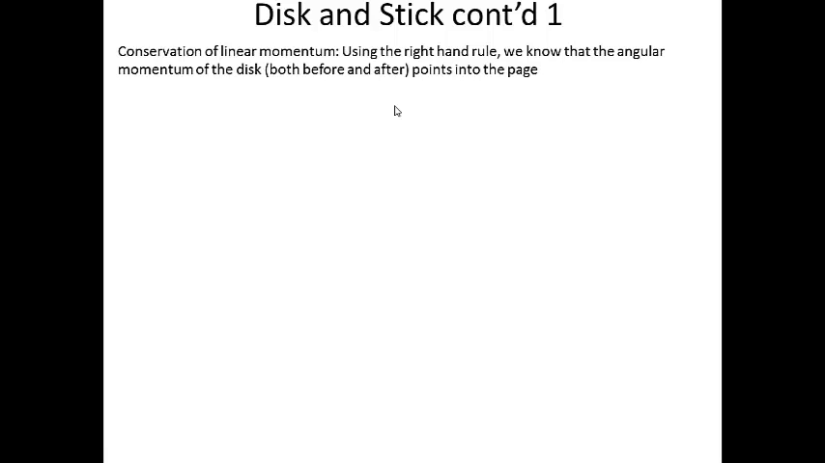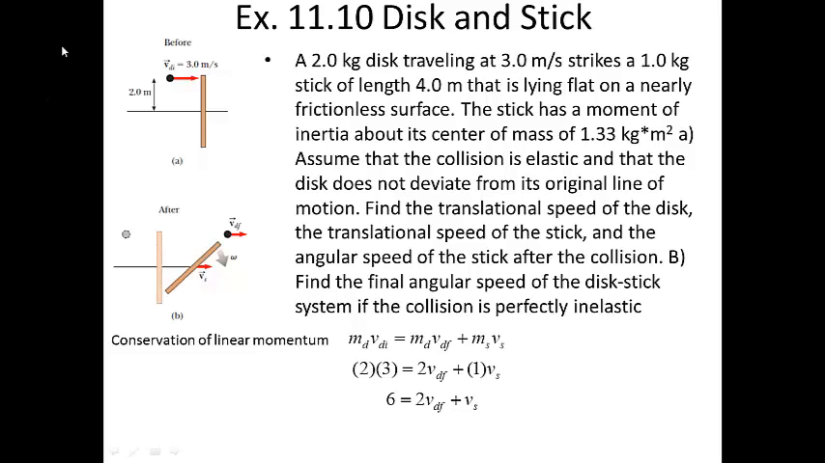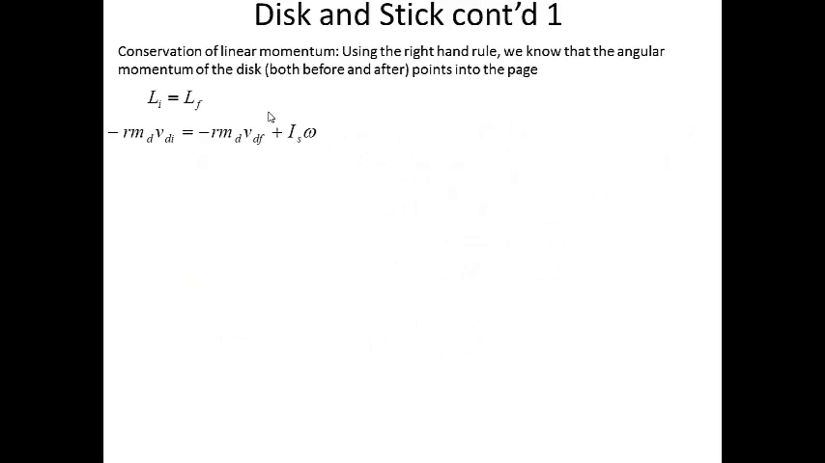We also know that using the right-hand rule, the angular momentum of the disk, both before and after, points into the page. So if you go back to this slide for a second, if you do the right-hand rule, the first vector is r, it points down, and then the second vector is v, it points this way, you'll end up with your thumb pointing into the page. So the reason that's important is because you need to make sure you have a negative here.